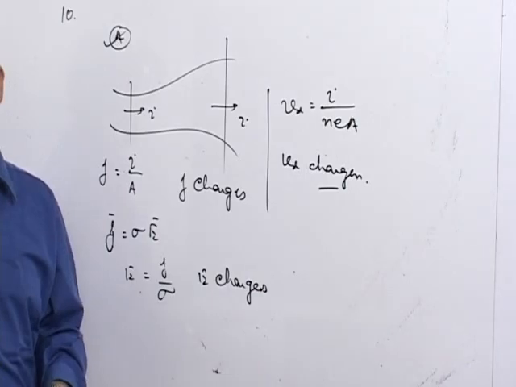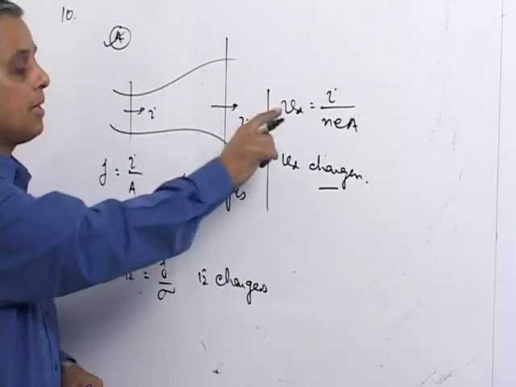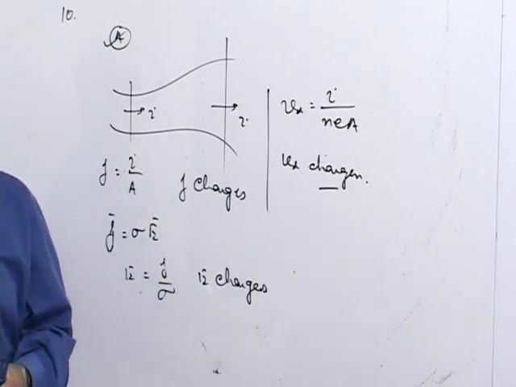Therefore, in a non-uniform cross section wire, J, E and Vd change, but I remains same everywhere. Therefore, A is the choice.